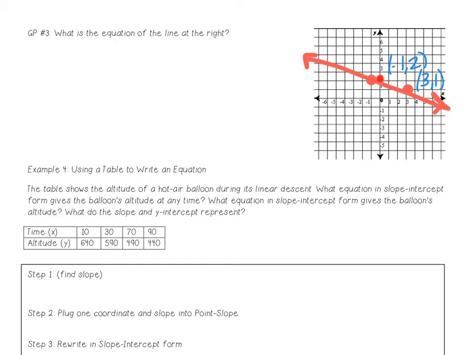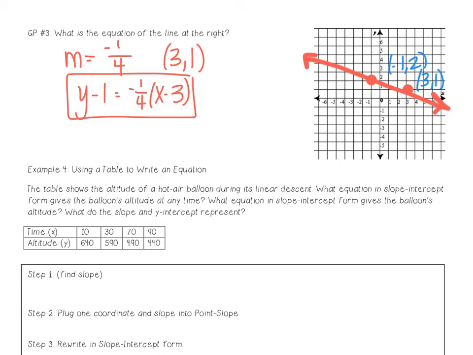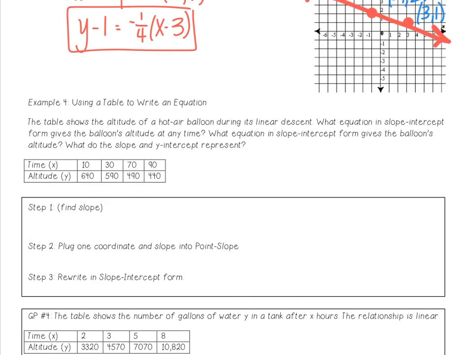Alright, so rise over run, you're going to start at the point on the left. You're going to fall 1, negative 1, run 1, 2, 3, 4, 5. Wait, let's try that one more time. 1, 2, 3, 4. So fall 1, negative 1, run 4. So slope is negative 1/4. Then I'm going to use the point (3, 1). In point-slope form, that's going to be y minus 1 equals negative 1/4 times x minus 3. And that's my equation.